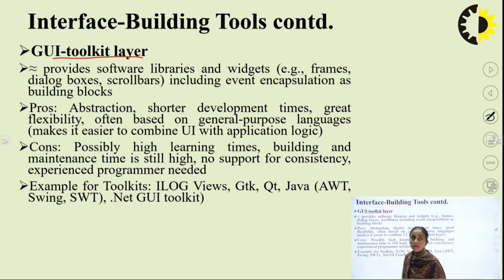This toolkit layer gives us the software libraries and widgets. Means they are giving us the various dialog boxes, various scroll bars, and frames, so as to handle the various events, so that the various events can be shown in different frames. The advantages of using them: they give us abstraction, they have shorter development times, they have great flexibility, and they are based on general purpose languages.